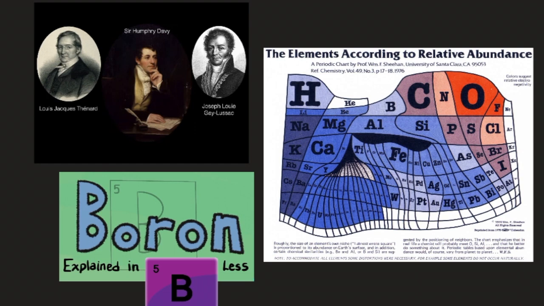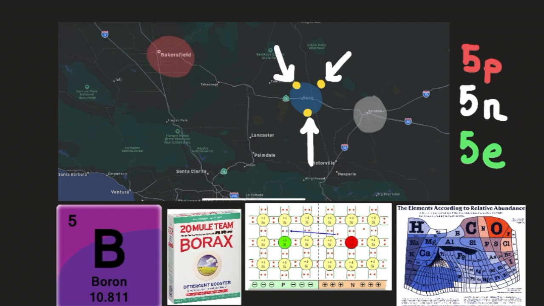Let's begin. Boron is found in a city known as Boron in California. It's named after the element. The element is not named after the city. In fact, in the city, they don't have the pure refined element boron. They have the oxide of boron, known as borax.